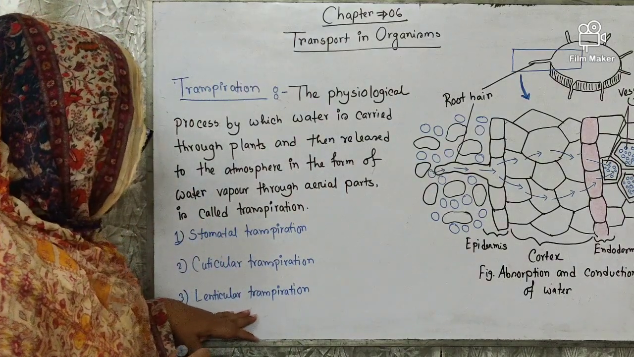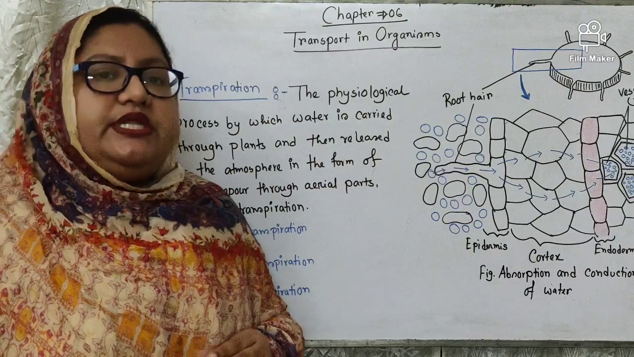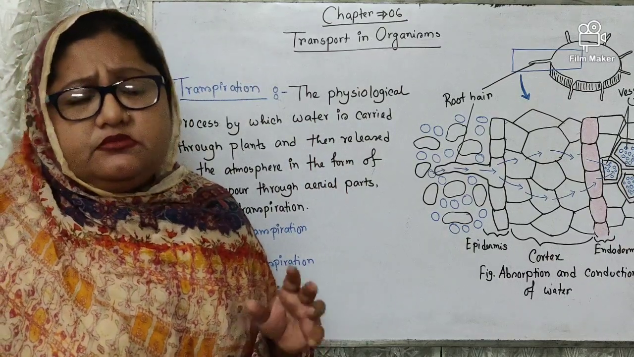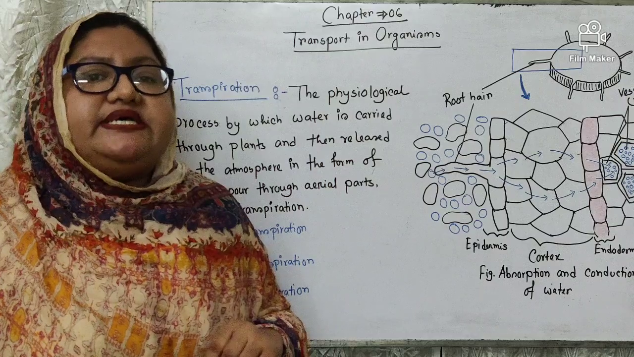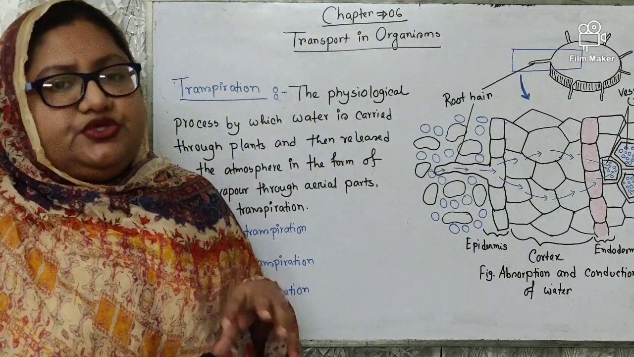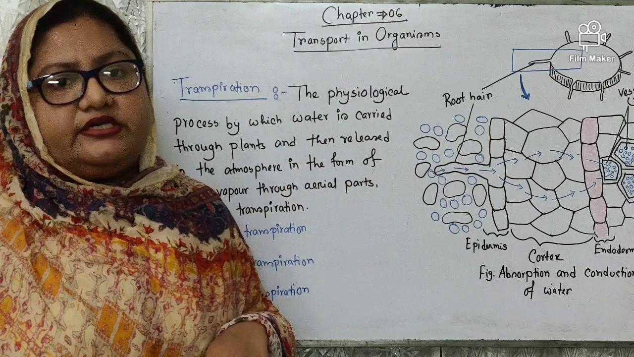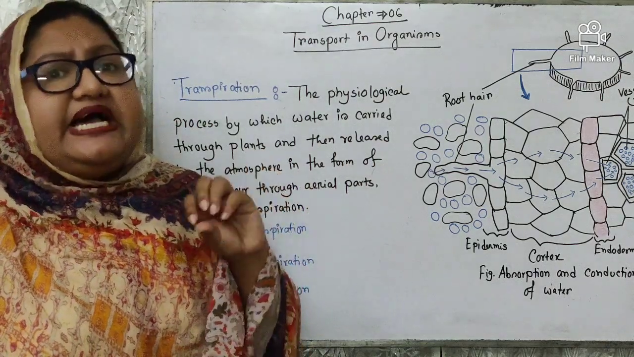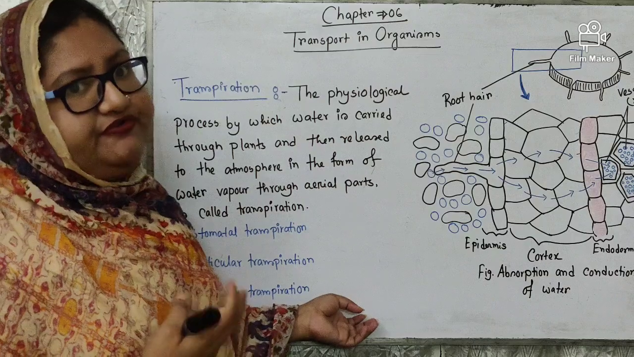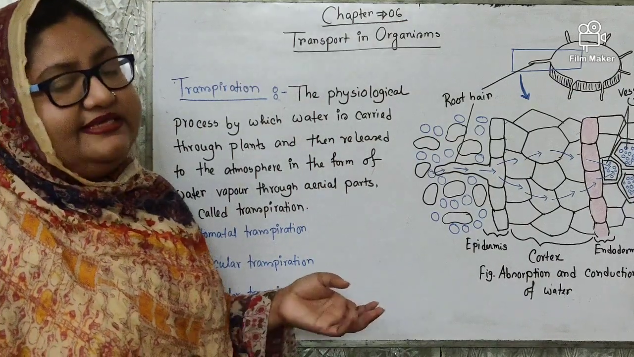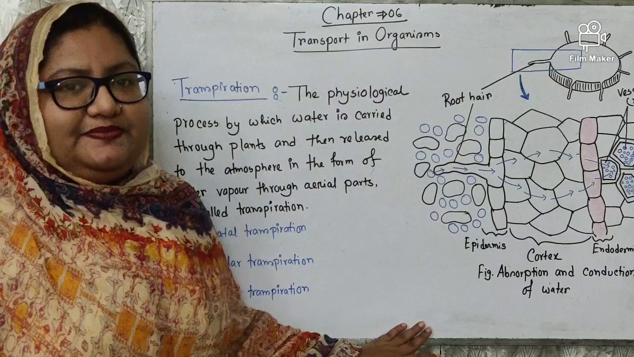Now, the next one is lenticular transpiration. What is lenticular transpiration? The transpiration that takes place through the lenticule is known as lenticular transpiration. Now, what is a lenticule? A lenticule is a pore. It is developed during the secondary growth of a plant. During the secondary growth of a plant, aggregations of cells are found on the ruptured barks. Through these ruptured barks, it forms a tiny pore through which lenticular transpiration takes place. Now, if you want to define lenticular transpiration, you can define it as the transpiration that takes place through the lenticule.